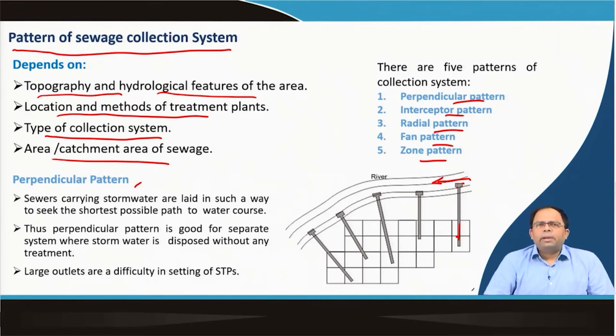So, perpendicular pattern is good for a separate system where stormwater is disposed without any treatment. These kinds of large outlets are difficult for setting up STPs, and we can release the water without treatment, or if we want to treat it, then we have to set up large STPs for this kind of system, and multiple ones as well.